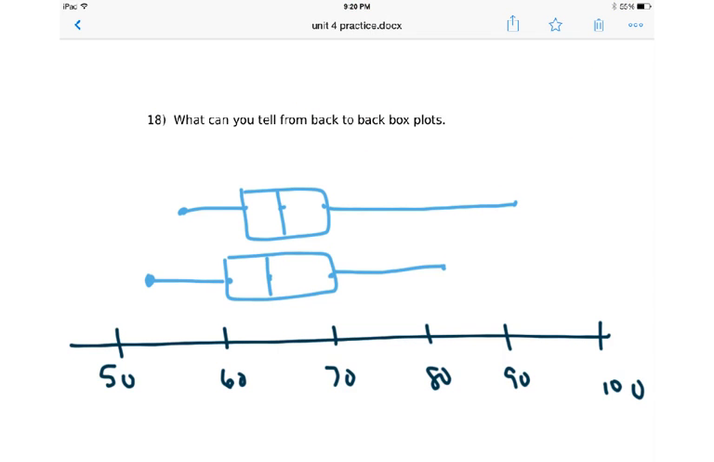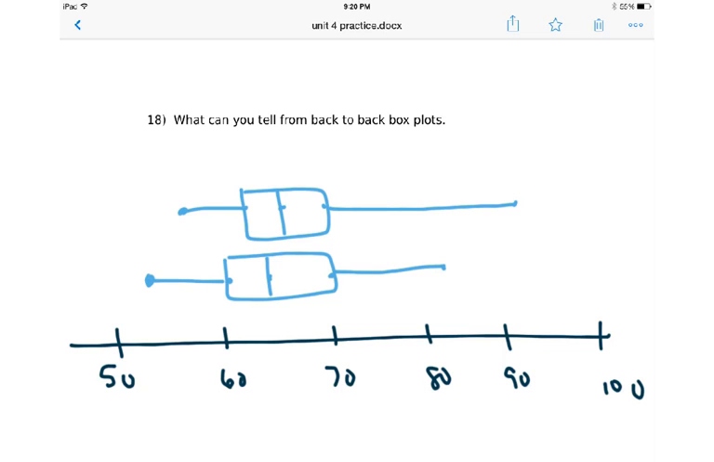Number 18 is kind of a generic question because it's a multiple choice question on the test. It says, what can you tell from back-to-back box plots? Box plots are the same thing as box and whisker displays. So when you have back-to-back box plots, some of the things you can tell are which one has the higher median. You can tell which one has the bigger range. You can tell which one has the bigger interquartile range.